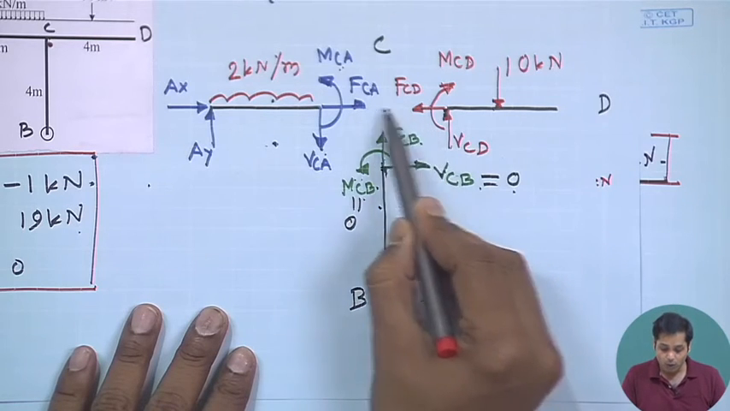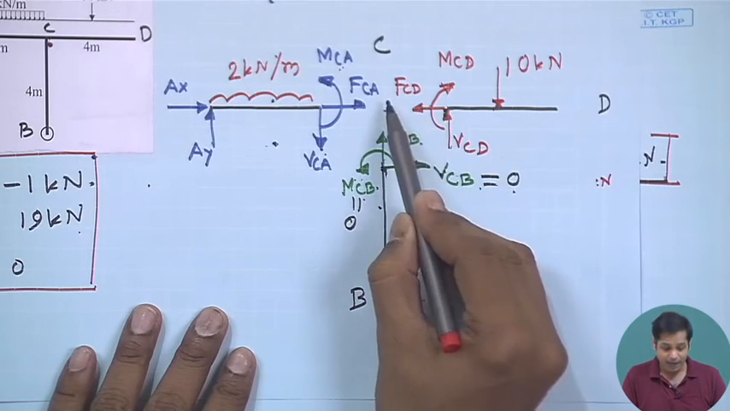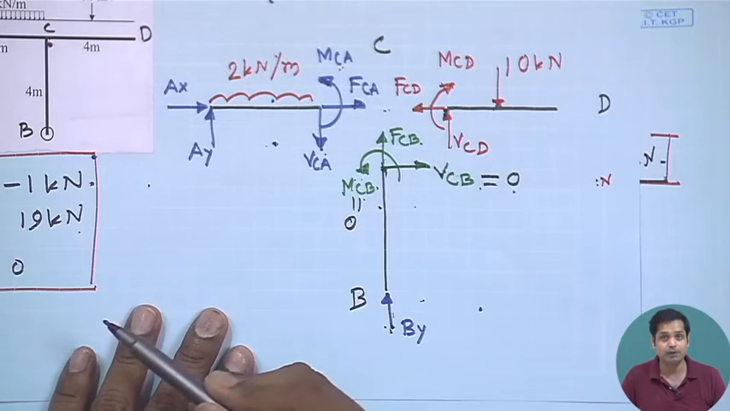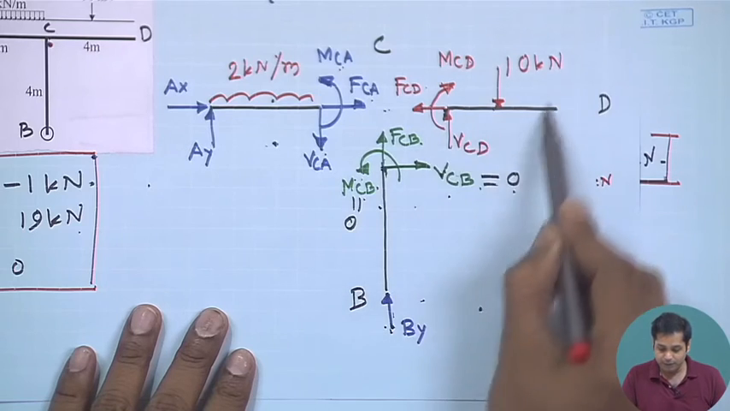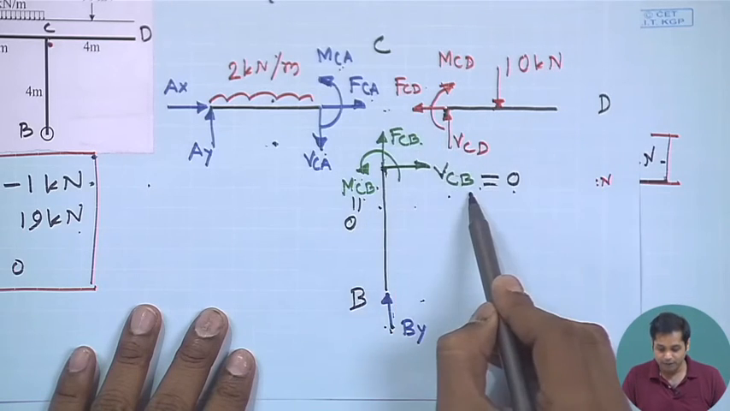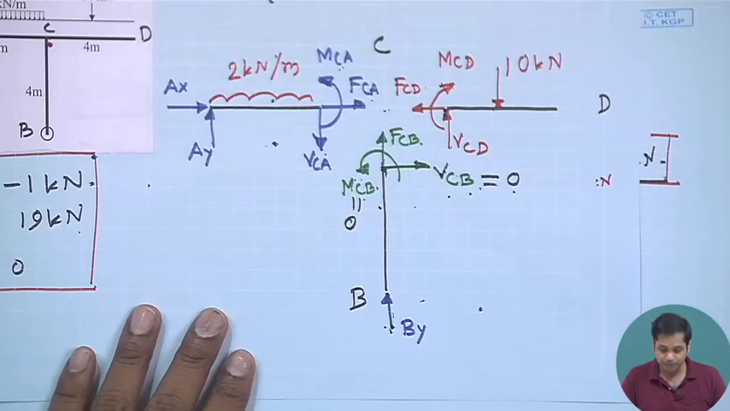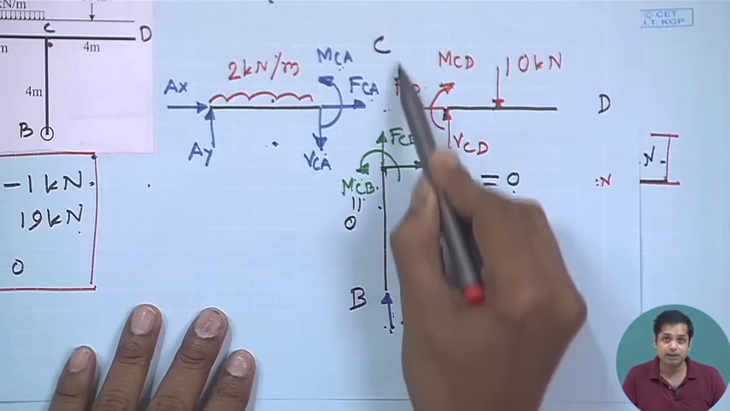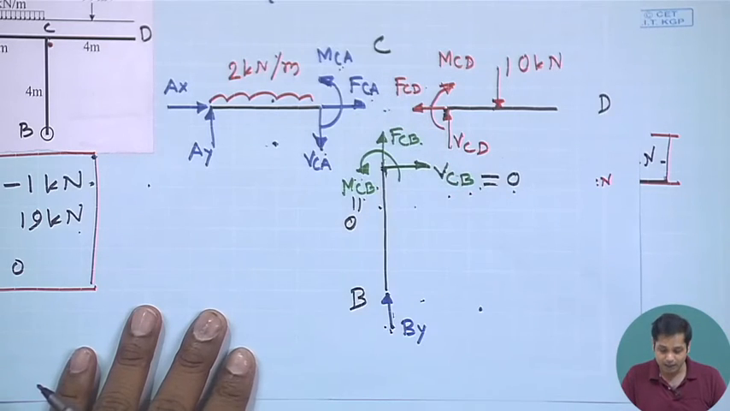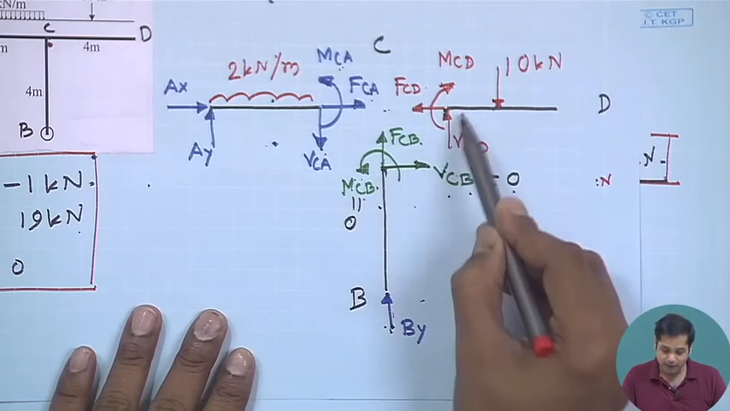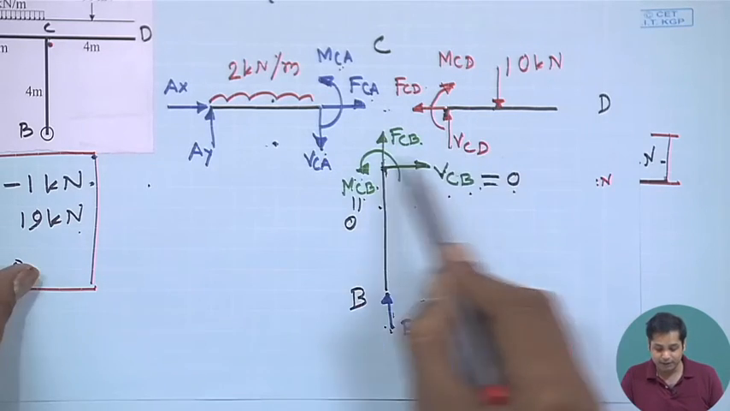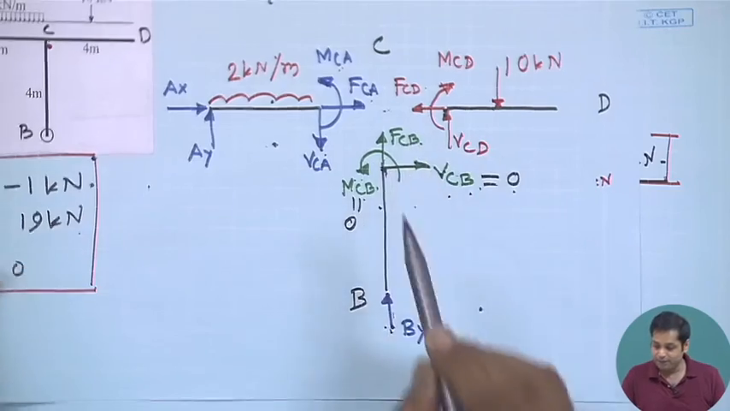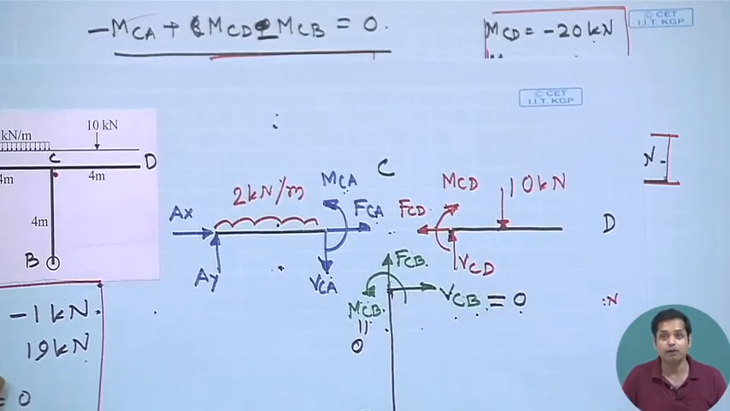What it says is that the summation of all horizontal forces at point C will be 0. What are the horizontal forces you have? We have FCA, FCD and VCB. Now, from this free body diagram we have FCD is equal to 0, VCB is equal to 0, naturally FCA is equal to 0. Another equilibrium condition is that all the forces in the vertical direction are 0. The vertical forces are VCD, VCA and FCB. We have already calculated VCD, VCA, and then we can calculate the value of FCB.